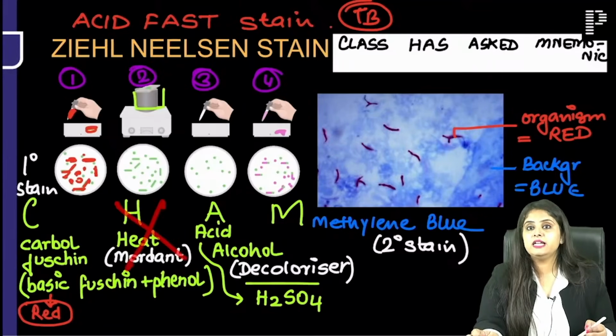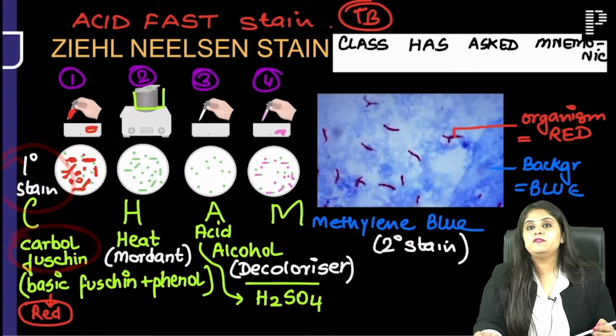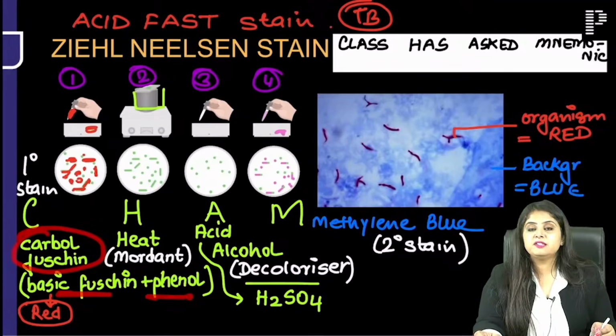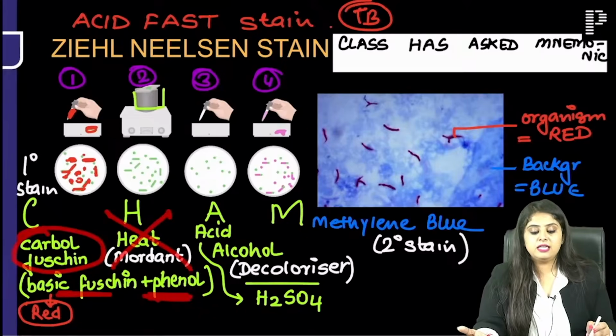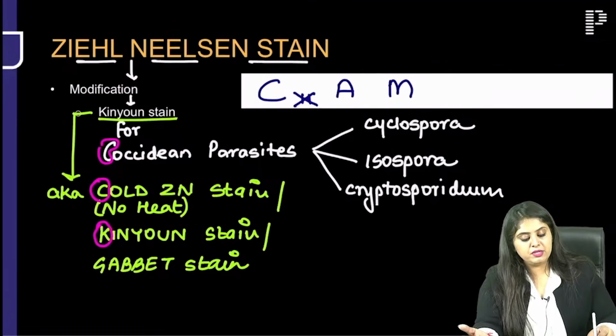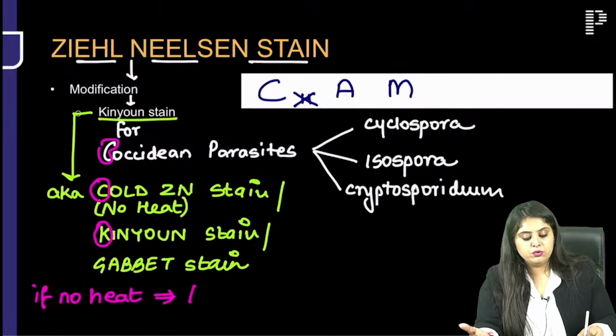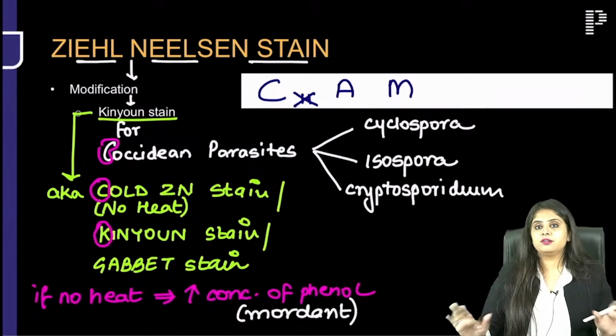Yes. So if you're not heating, then the option is that you increase the phenol content. If you remember, the first stain that you added was carbol fuchsin. Carbol fuchsin was basically basic fuchsin and phenol. Phenol can also act as a mordant. So in case you are not heating, you increase the amount of phenol. If there is no heat, you are going to increase the concentration of phenol. Then phenol will in turn act as a mordant.